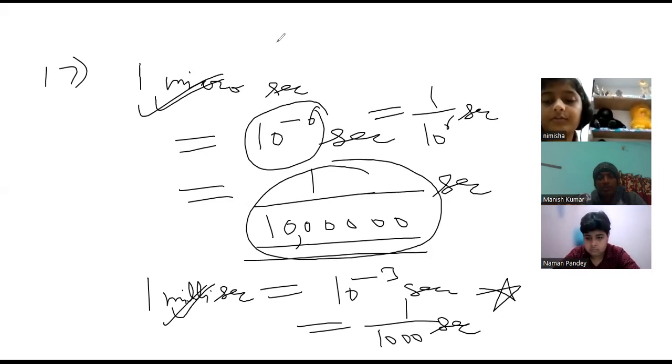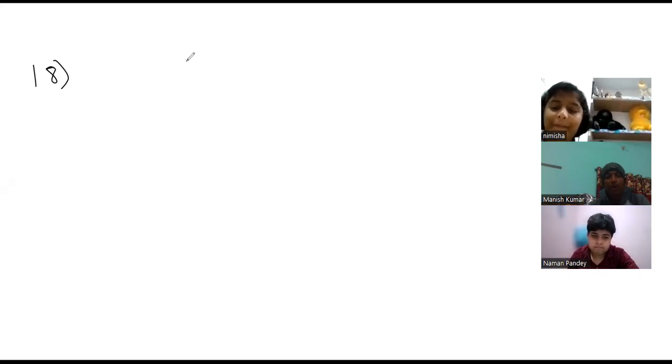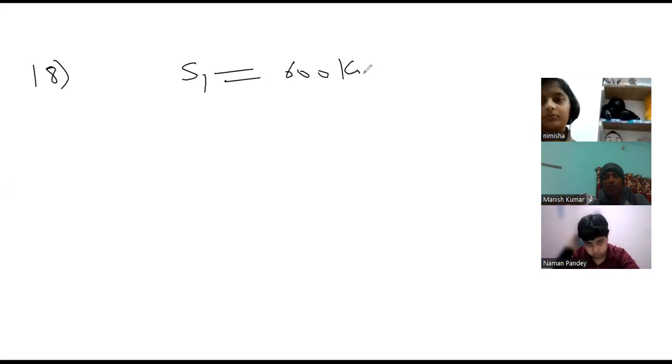I'm clearing this page. Okay, sir. Now next question, 18th. You have not attempted. Swapna traveled by plane, at an average speed of 600 km per hour. Speed is equal to how much? 600 kilometers per hour.